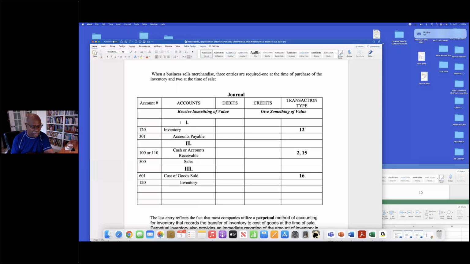When we sell the inventory, there are two entries that have to be made. The first one is we debit cash or accounts receivable and credit sales for the sales. But then because we've sold the inventory, we have to debit cost of goods sold and credit inventory so we can take those items out of inventory. Are there any questions on those journal entries?